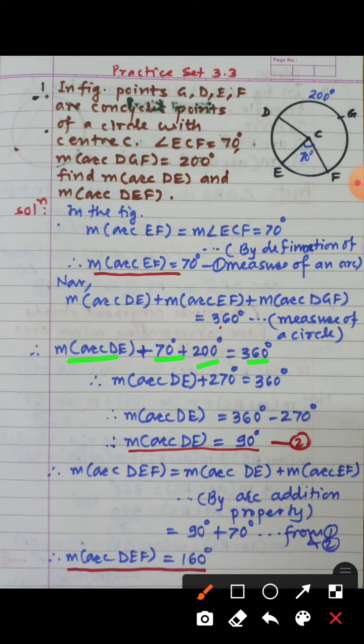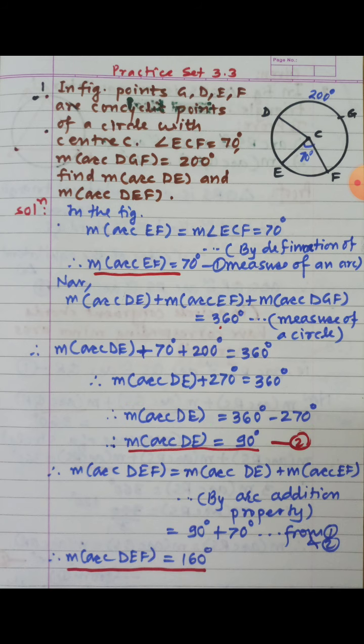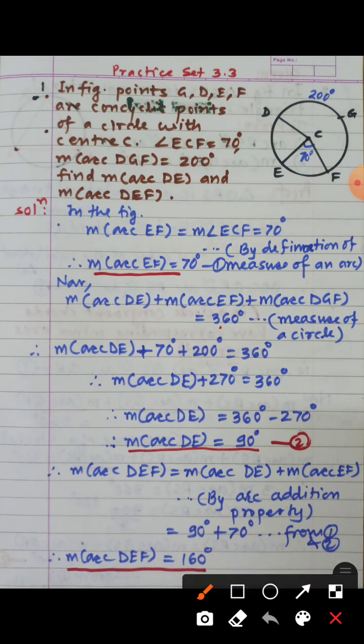Sum of 70 and 200 is 270. So we have the step measurement of arc D plus 270 is equal to 360 degree. So measurement of arc D is equal to 360 minus 270. So the answer comes, measurement of arc D is equal to 90 degree. That is what we wanted to find out.